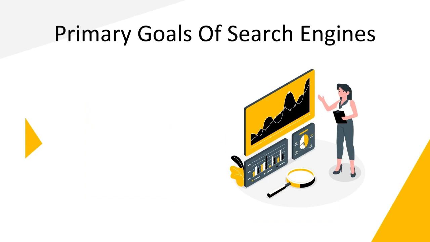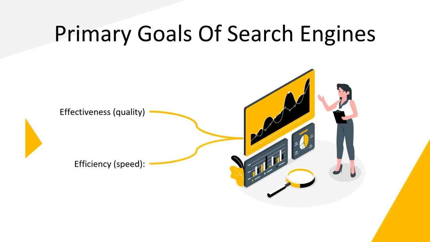In this slide, we'll be talking about two primary goals of a search engine. Effectiveness. We want to be able to retrieve the most relevant set of documents possible from a query. And efficiency is that we want to process the query from the user as quickly as possible.